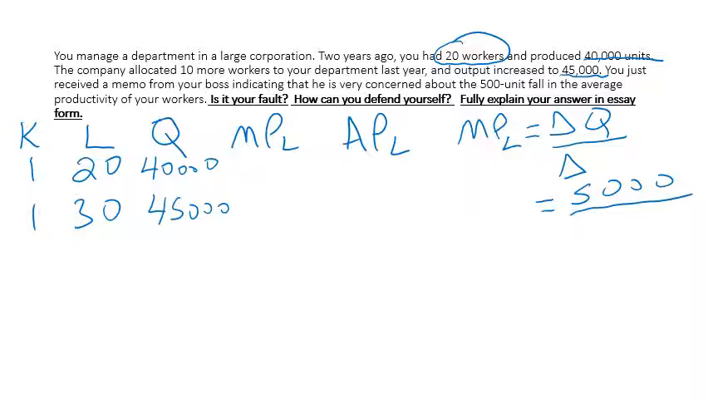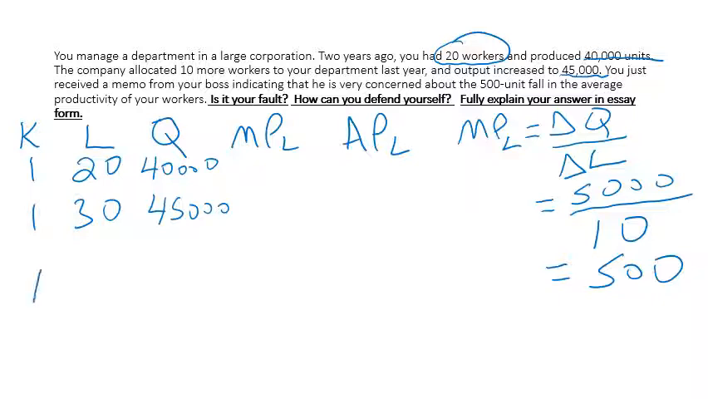Okay. Now, what is the change in L? Well, it's 10, isn't it? Right? So this becomes 5,000 divided by 10. So what is MPL? MPL is 500. Okay? All right, but this question is not about MPL, is it? It's about APL. Not that the two are not related, they are obviously.